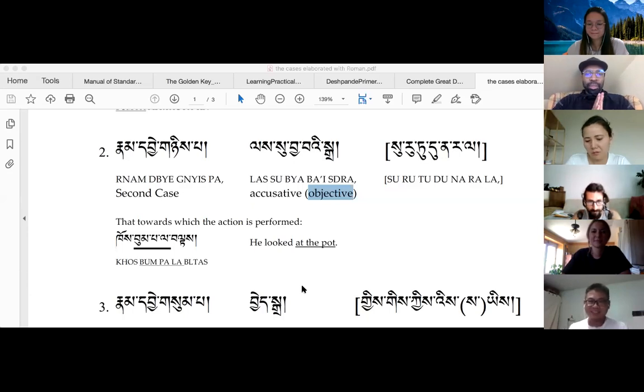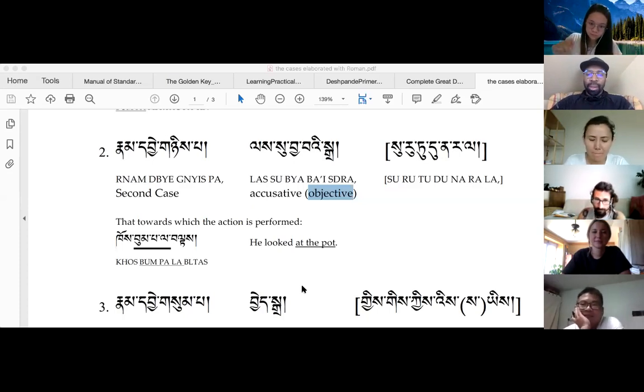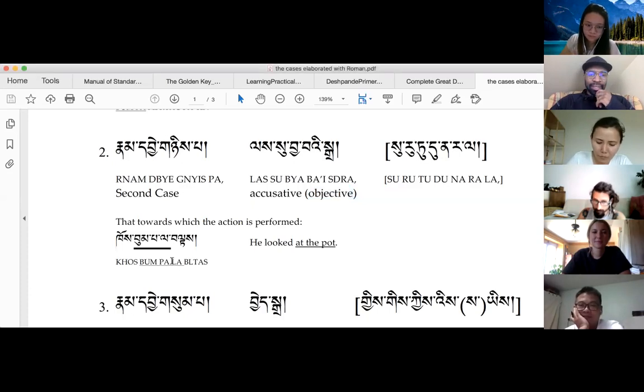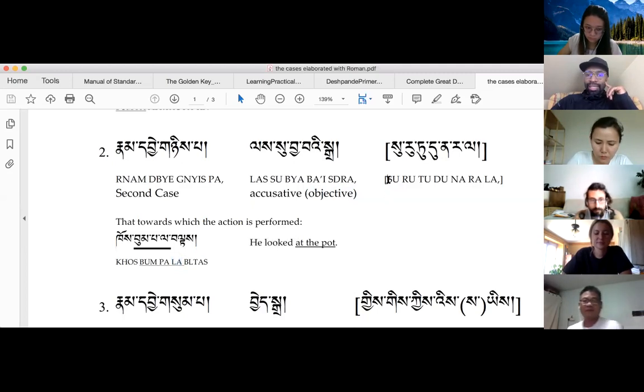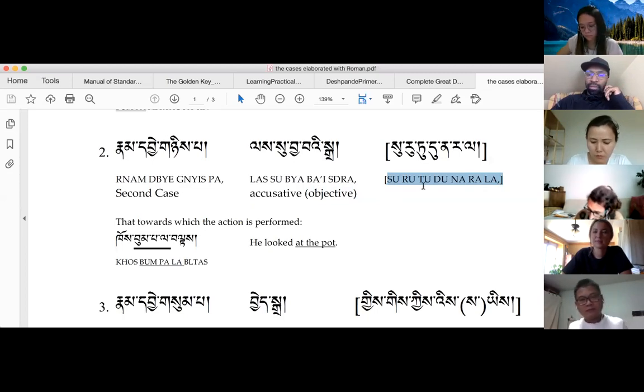So this is the objective case, okay? He looked at the pot, right? So in this sentence, la means at. So unfortunately, Tibetan is not as distinct as Sanskrit. There is a lot of cases of ambiguity where you have to understand the context.